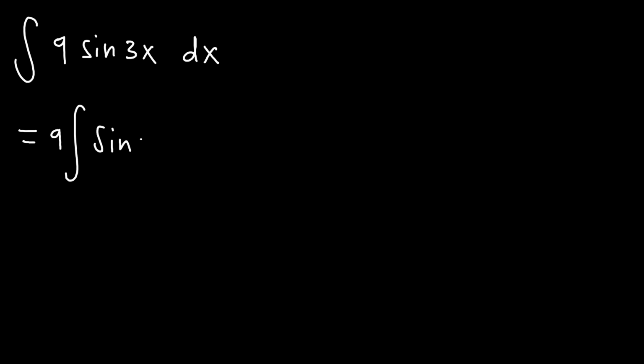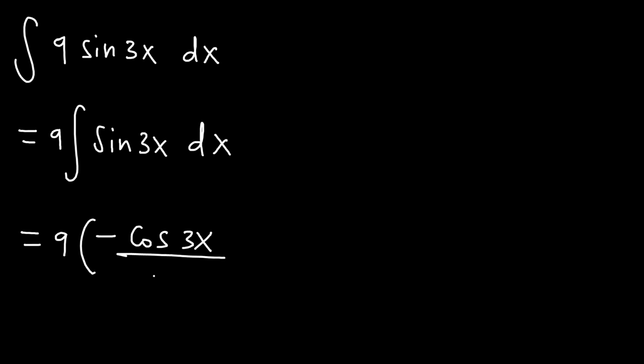Now you try this. Solve the integral of 9 times sine 3x dx. Now this can also be written as 9 times the integral of sine 3x dx. And if we integrate this, we shall have 9 times, now when you integrate sine, you get negative cosine. So we shall write negative cosine 3x divided by the derivative of 3x, which is 3, and then plus c.